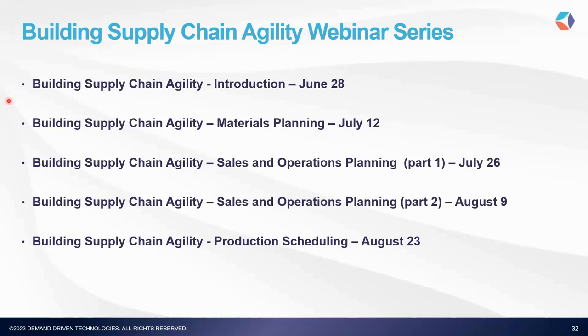Okay, we do have one more question. How can we improve supplier collaboration to improve alignment?